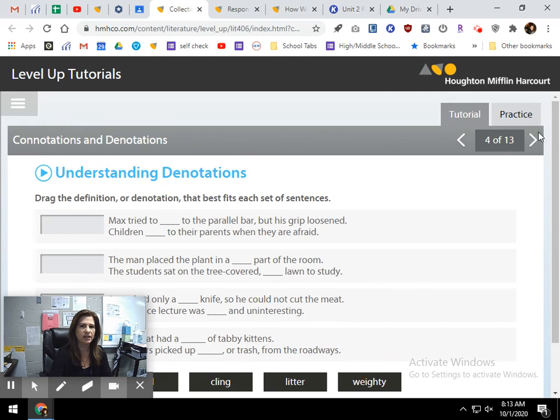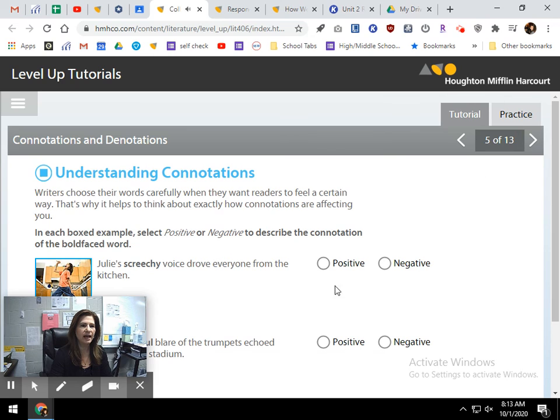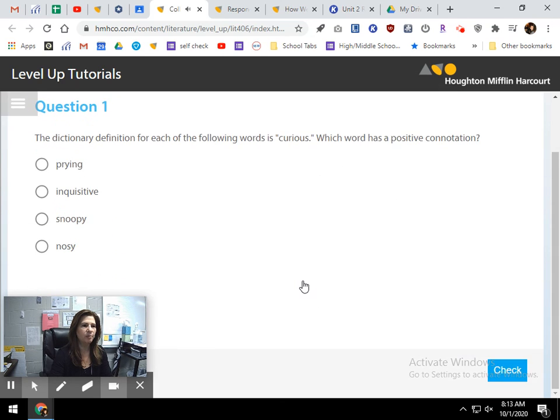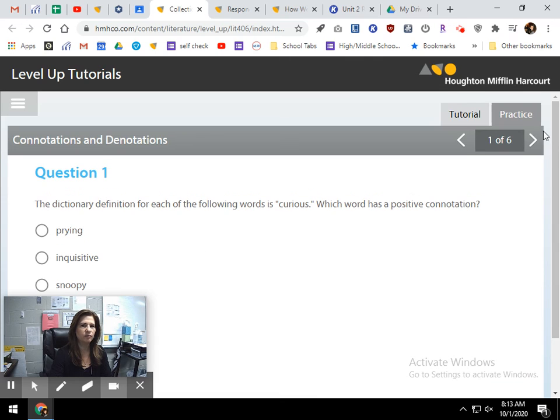Make sure you do all of this. So you've got 13 slides here. There's usually something to do on every one of them. And then you've got two practice questions to do here, okay? So once you finish that, and this seems like a lot, but it's really not.